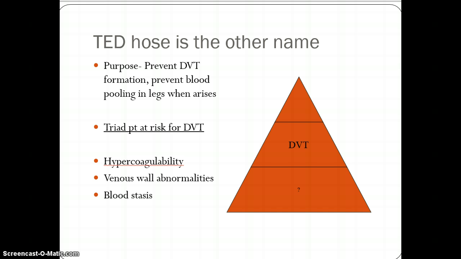Our TED hose, the other name is thromboembolic device. Our purpose is to prevent DVTs and prevent blood pooling in the legs, and it's that triad again where we have hypercoagulability. It wants to clot. Venous wall abnormalities, damage to the inside. Maybe they've had some kind of atherosclerosis where there's damage to the inside of the wall, and then the stasis is something we can do something about. We can exercise, we can do range of motion, we can use SCDs and TED hose to prevent that blood from pooling in that lower extremity.